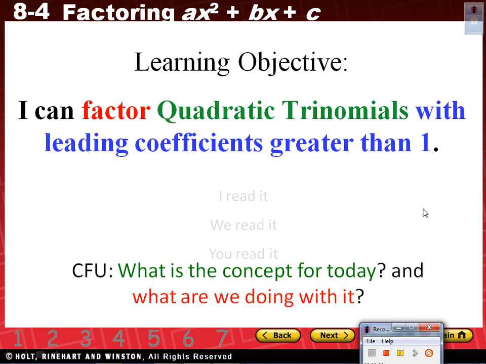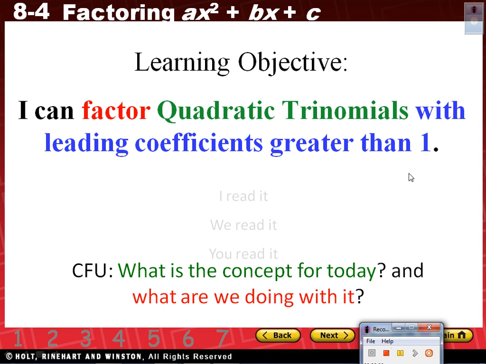Our objective for today: I can factor quadratic trinomials. Notice that's what we did yesterday, but today is with leading coefficients greater than 1. Let's read it together. 1, 2, 3. I can factor quadratic trinomials with leading coefficients greater than 1.